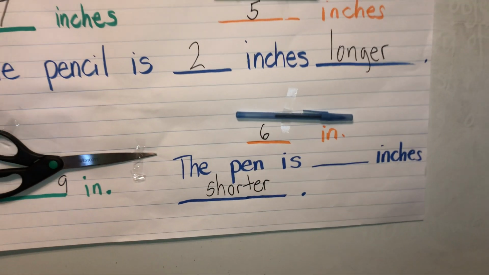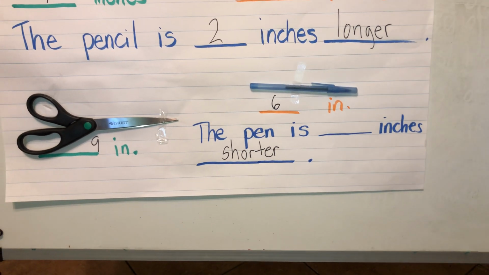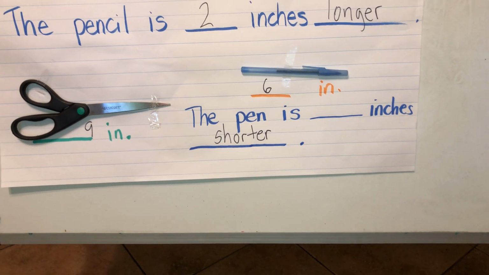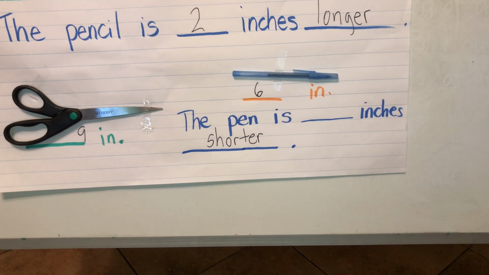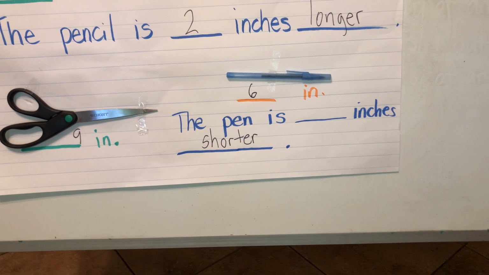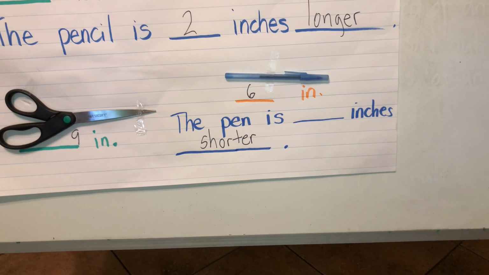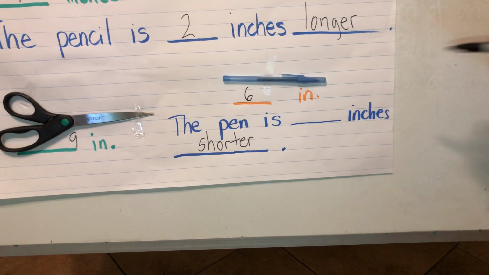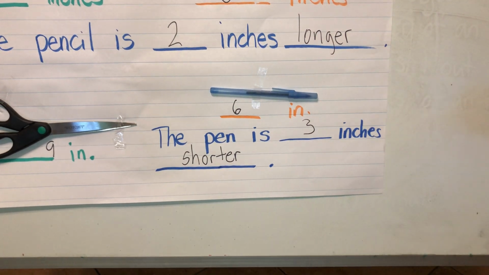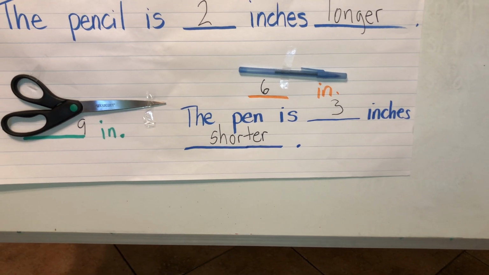The pen is blank inches shorter. Okay, so we're comparing those two objects, so we need to find the difference. And when you find the difference in the length, that means you are going to subtract. So 9 inches take away 6 inches is what? If you said 3 inches, you are awesome. The pen is 3 inches shorter.